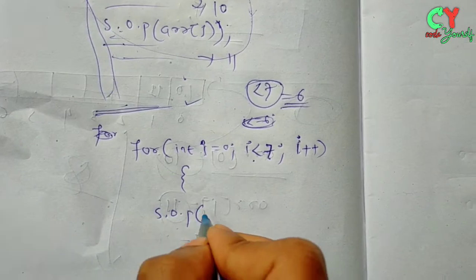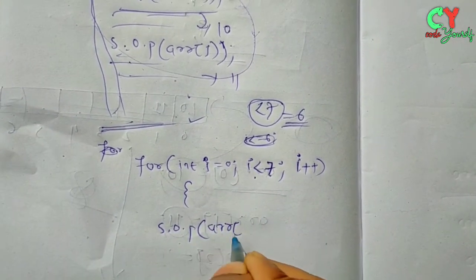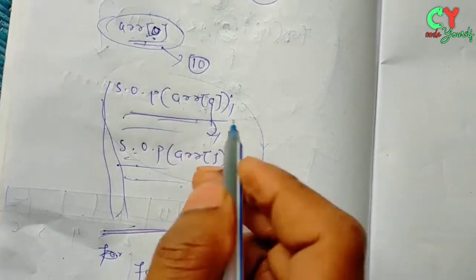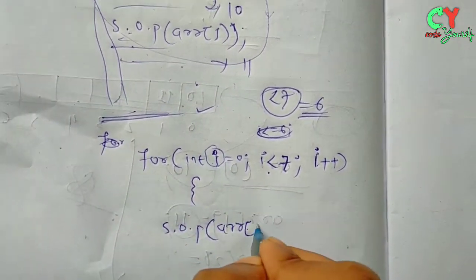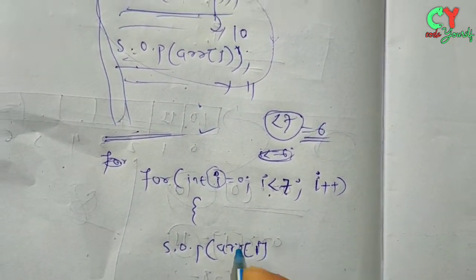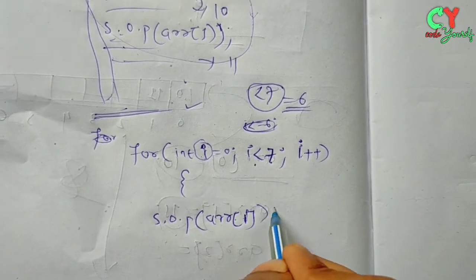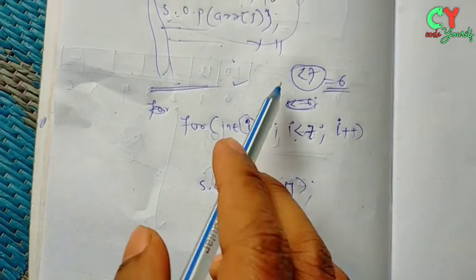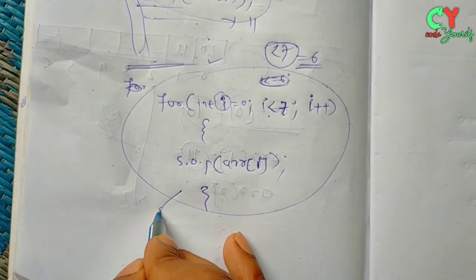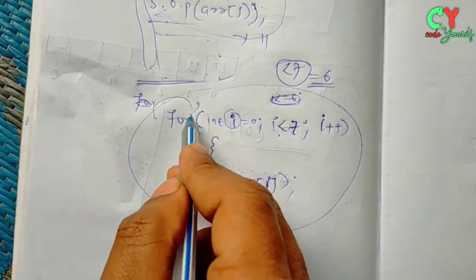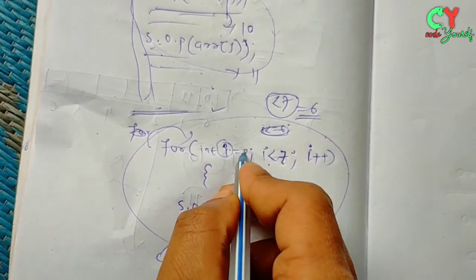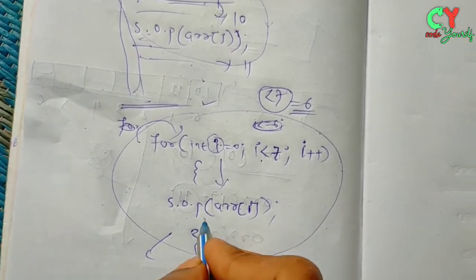system.out.println. Now ARR of, in place of this index I can replace it by I. I mean every time the value of I will be changed. See how this program will execute. Let me clear that. For the first time the value of I is 0. It goes from up to down.